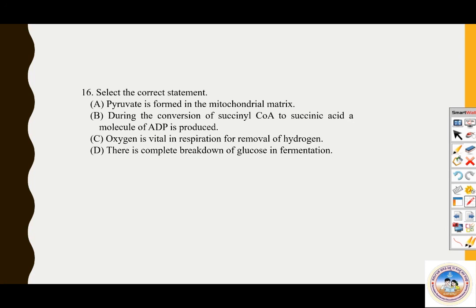Select the correct statement. Here they are asking you to select the correct statement. Pyruvate is formed in the mitochondrial matrix. Is it so? Where is it formed, children? In the cytoplasm. During the conversion of succinyl-CoA to succinic acid, a molecule of ADP is produced. Definitely no. Oxygen is vital in respiration for removal of hydrogen. Correct. This is complete breakdown of glucose in fermentation. Definitely not fermentation. So the option is your C.